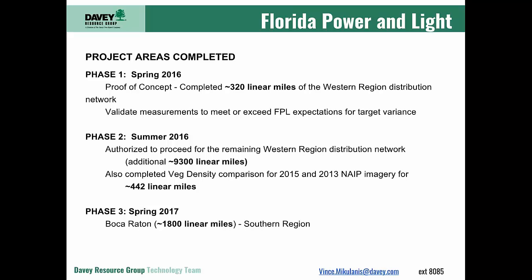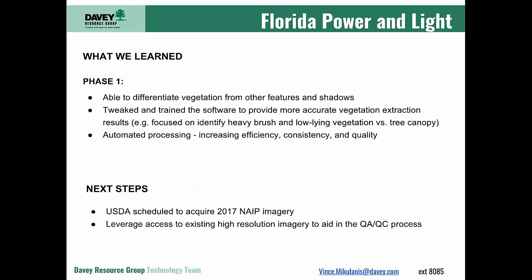Summer of 2016, we completed another 9,300 miles, and that completed the Western Region Distribution Network for the client, one of their large areas. And we also were able to compare the density between 2015 and 2013 NAIP imagery to see the amount of change that was going on in the vegetation, where they were doing removals or where vegetation was being added to the system. In spring of 2017, we completed another 1,800 miles, and that completed the southern region for the client. And next slide.